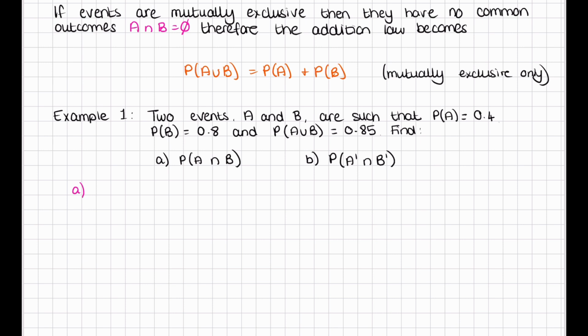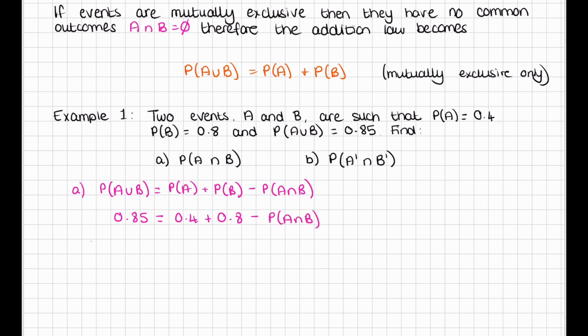Now, if we look at all the information we've been given here, we can use our addition law, which I'll just quickly write out here: the probability of A plus the probability of B minus the probability of A and B. Using this rule, we often do need to rearrange, which is what we have to do in this situation. So we already know the probability of A or B equals 0.85. That equals the probability of A, which is 0.4, plus the probability of B, 0.8, minus what we are trying to find, which is the probability of A and B. We can rearrange this.